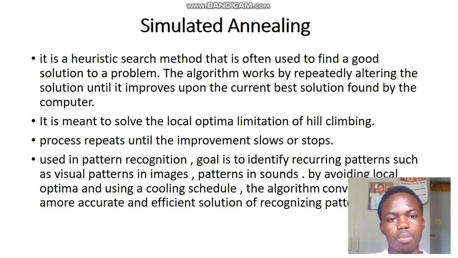Okay, we have simulated annealing. Annealing is something like in physics, where you can heat something then pull it further to get what you want. So in simulated annealing, we basically get a solution and model it until we find out the best solution out of that. It is meant to solve the problem of local optima that we saw in hill climbing. This can apply in pattern recognition, for example, in images and sounds. If you're trying to compare them, you can use what we call simulated annealing.